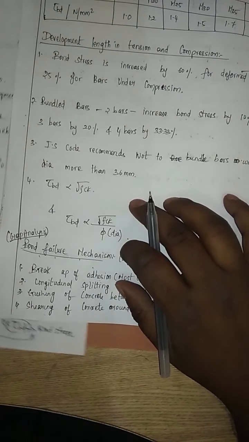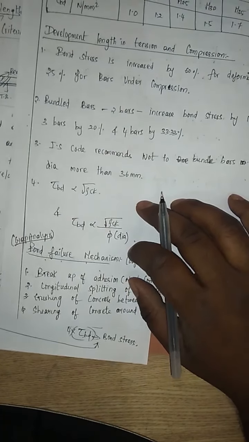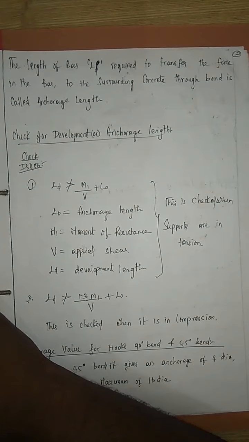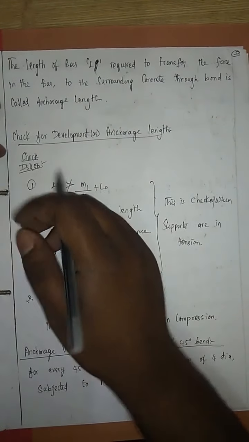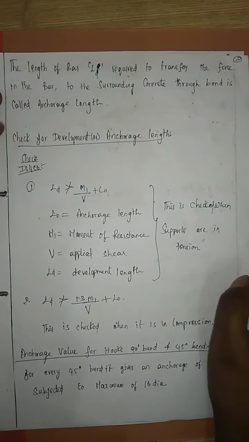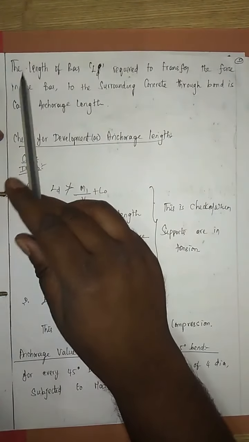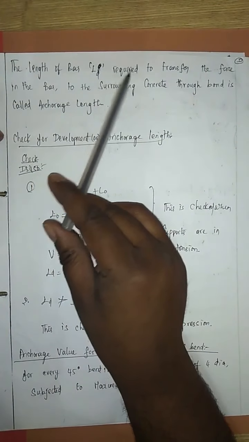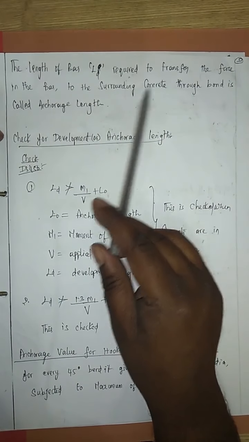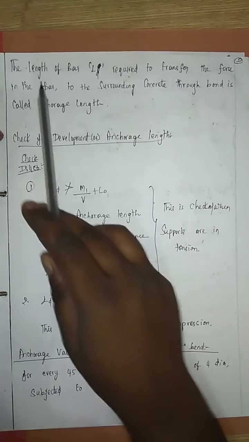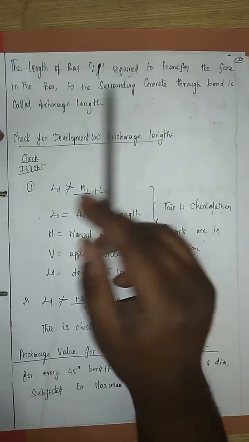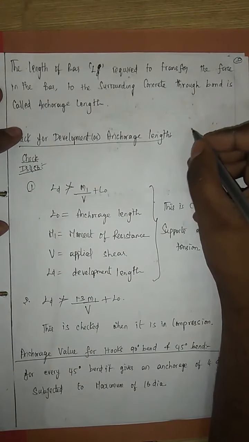Okay, next topic is anchorage length. They may ask in your university exam, in the SBTA exam, to define anchorage length. First you will see the definition, then you can understand it clearly. I will explain. The length of the bar required to transfer the force in the bar to the surrounding concrete through bond is called anchorage length. I have taught you this, right?